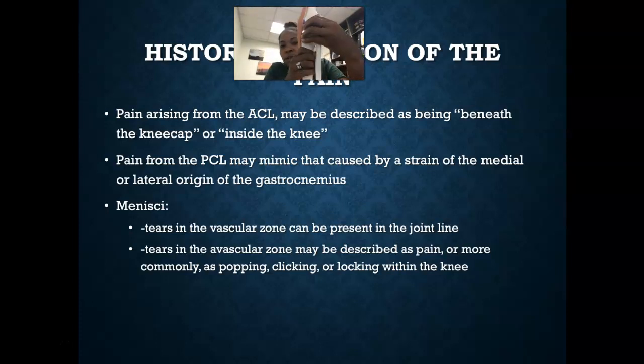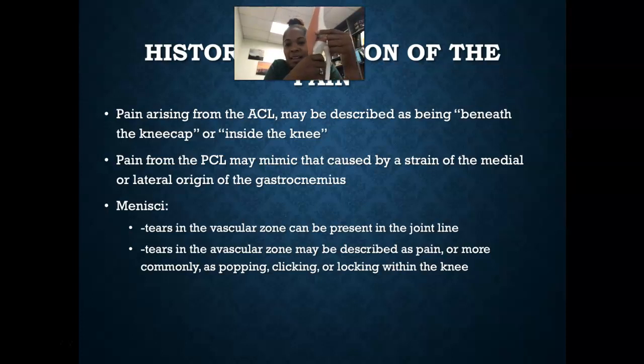So if I'm looking from a lateral perspective, my pain is most often going to be right here. They're going to say, oh, I have pain right here, or on the inside of my knee. So this is an example of how location of pain becomes important to helping you figure out what the pathology is.